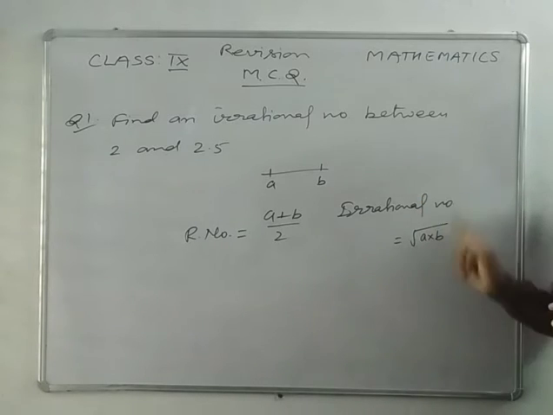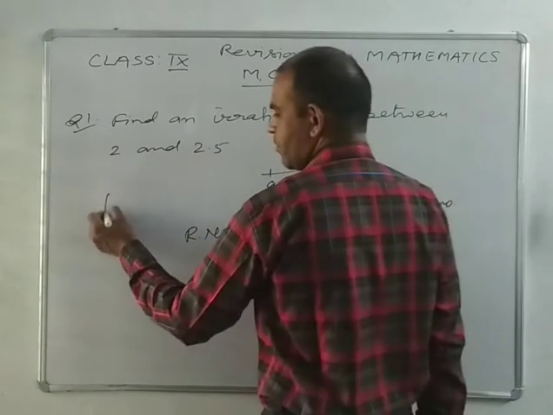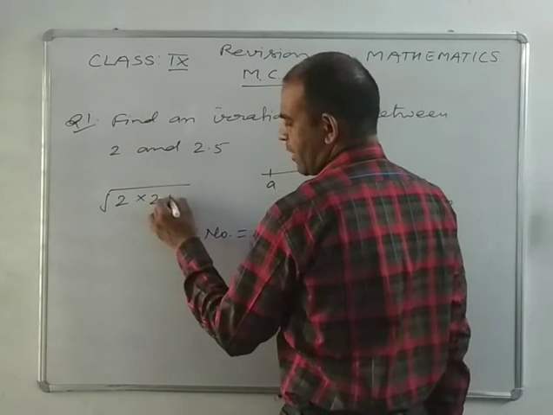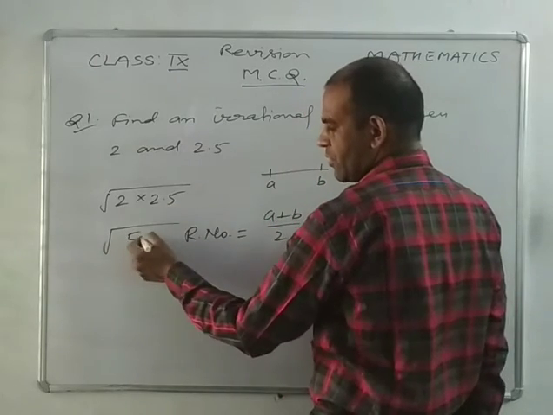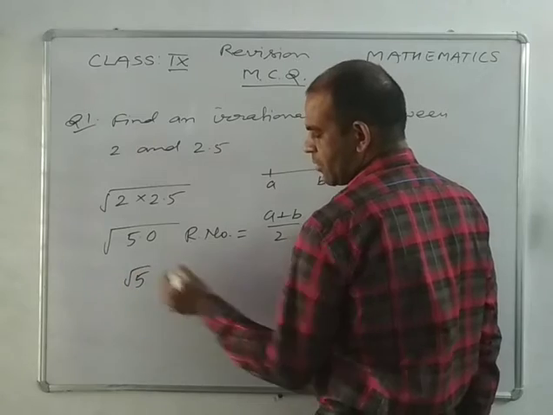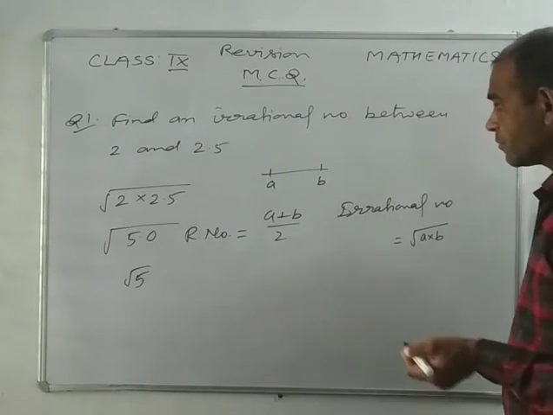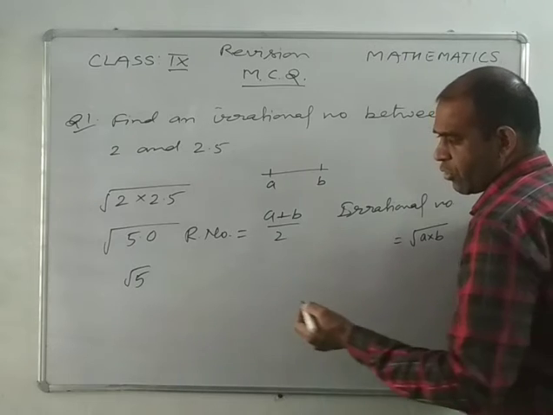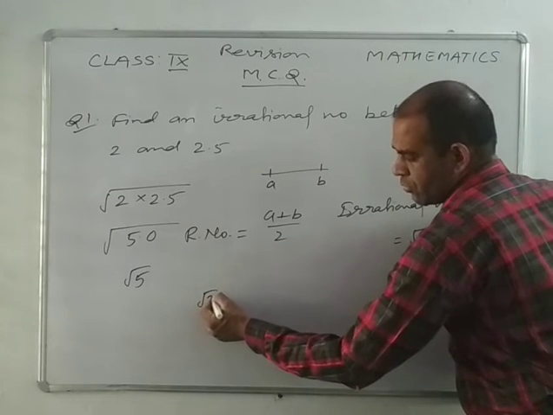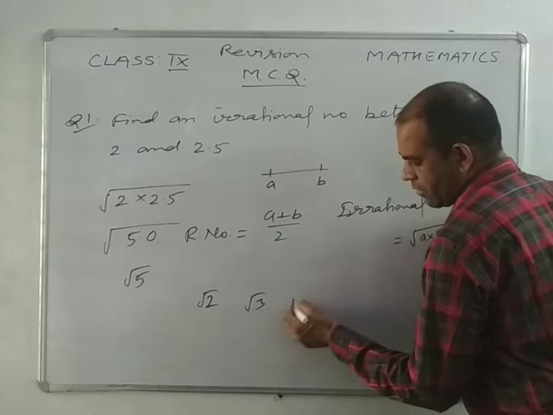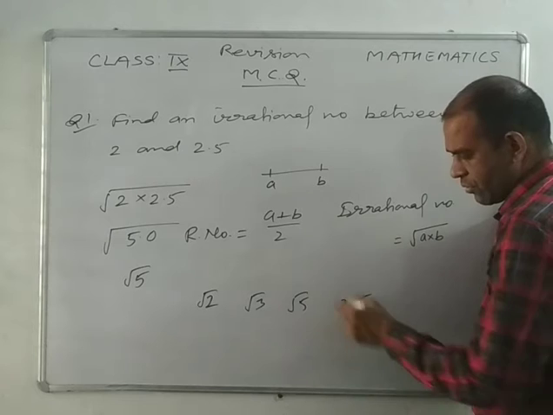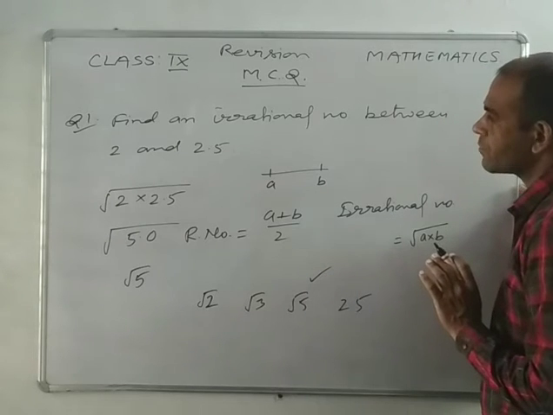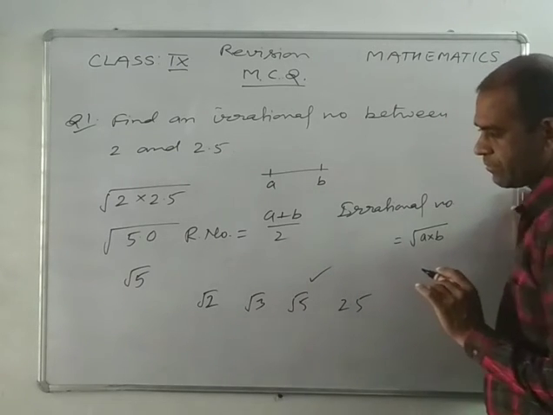So in this question we are finding this using the square root of ab. So square root of 2 into 2.5. Multiplication of 2 and 2.5 is 5.0 and final answer is root 5. Here the options are root 2, root 3, root 5 and a number may be 2.5. So root 5 is the answer.